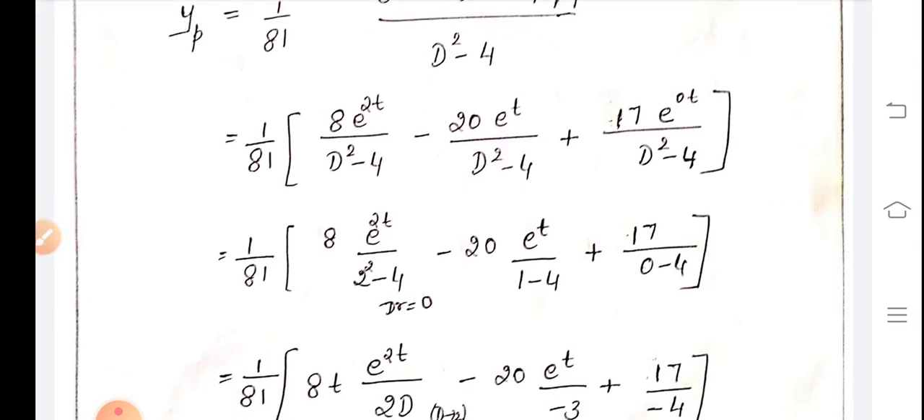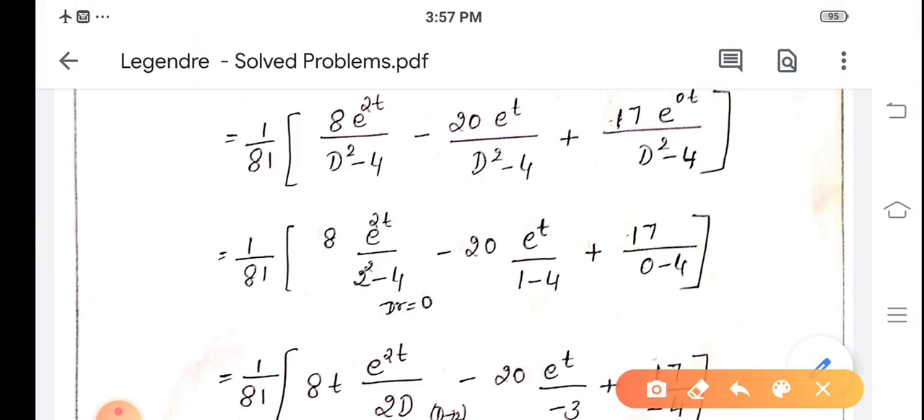Here in the right hand side, for all the three terms, we are getting an exponential term in the numerator. So we have the formula, if the numerator is e power ax, then we replace d by a. But here, since a value is 2, if you replace d by a, the denominator d square minus 4 becomes 2 square minus 4. That becomes 0.